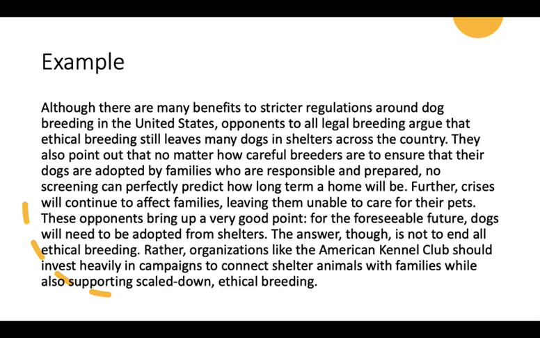Further, crises will continue to affect families, leaving them unable to care for their pets. These opponents bring up a very good point. For the foreseeable future, dogs will need to be adopted from shelters.